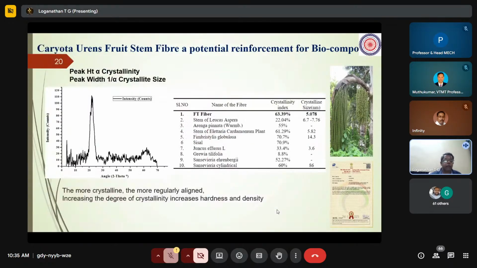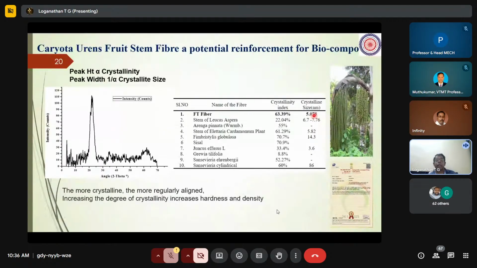Another test we have performed is the XRD. This XRD will give us the crystallinity index, how far the crystal structure is there inside the fiber. So this is the XRD pattern of this particular cryotornus fruit stem fiber, and here we have listed some other natural fibers available in the market globally. And this is the crystallinity index and crystalline size.